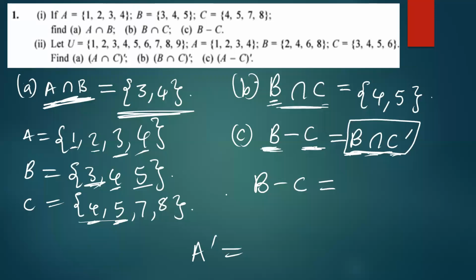Okay, so let's look at the sets B and C. We have B there, and we also have C. So we look at the elements that are in B, and we can list them.